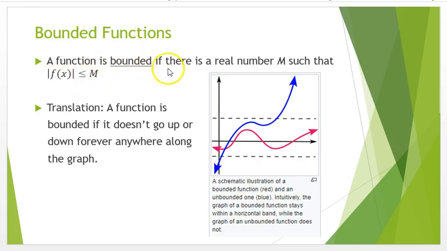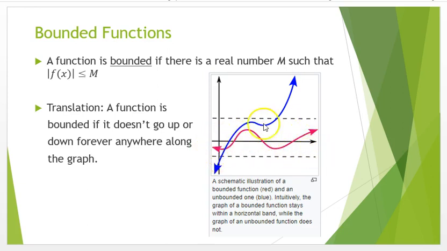You would say a function is bounded if there's a number so that the absolute value of the function is less than or equal to that number. Now that's kind of complicated sounding, so I tried to break this down into an easier to understand phrasing. Basically, this is telling me mathematically that a function is bounded if it doesn't go up or down forever along the graph. So if there's some kind of an imaginary line that your graph stays within, it's like coloring in the lines of a coloring book.